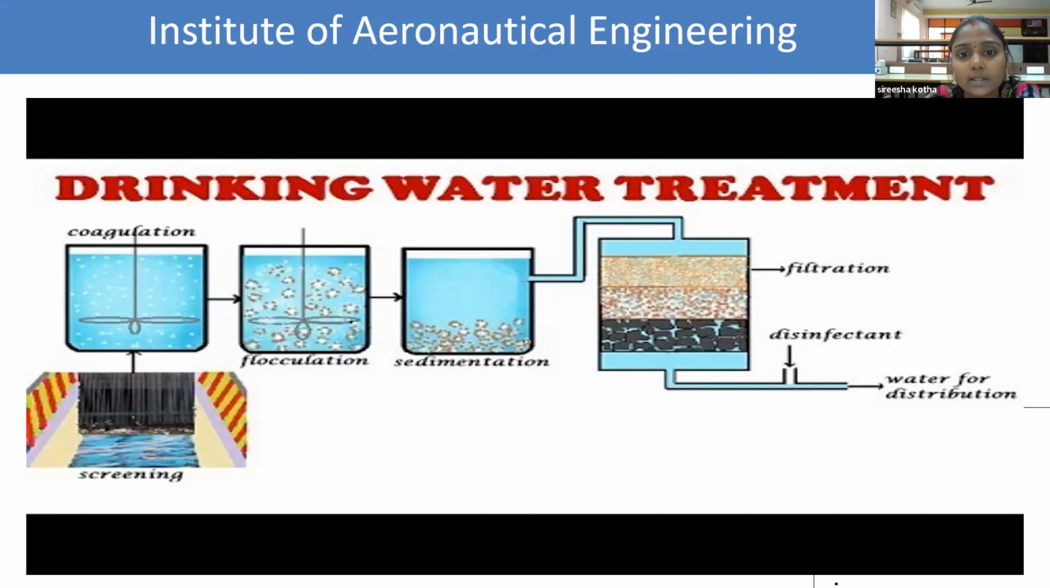So the next step is aeration. What do you observe in aeration? Removing gases like carbon dioxide and hydrogen sulfide. So are these gases harmful or useful? Harmful. Yes, that's why we have to remove the harmful gases by using the aeration process.